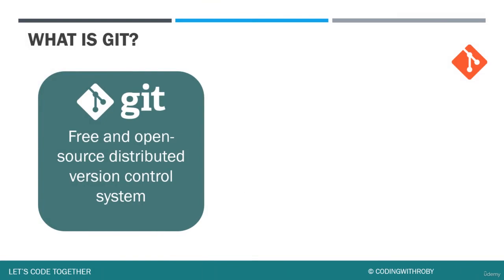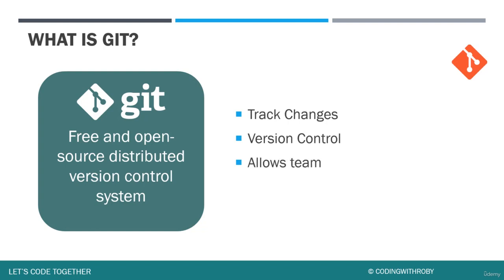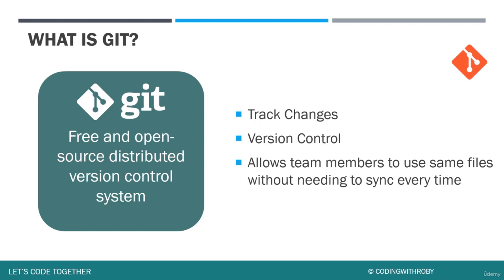To recap, Git allows us to track changes for our code, allows us to have a strong version control system, and allows team members to use the same files without needing to sync up every time someone creates a new feature or update.